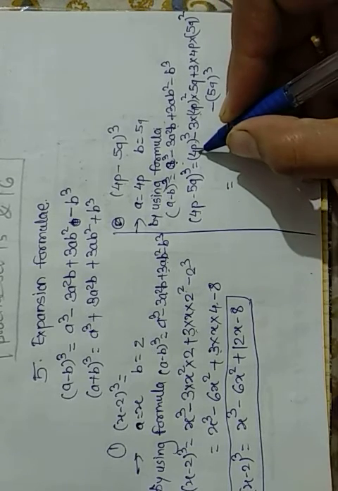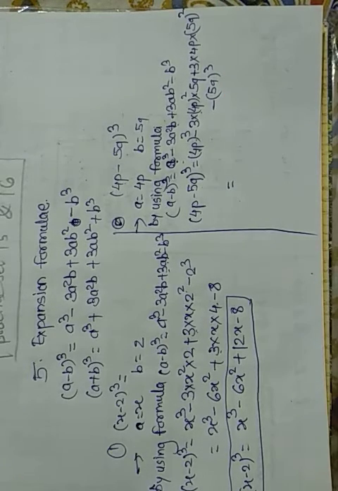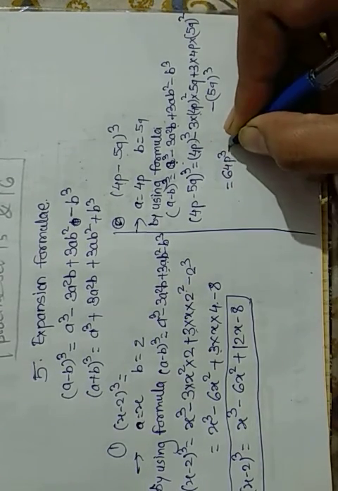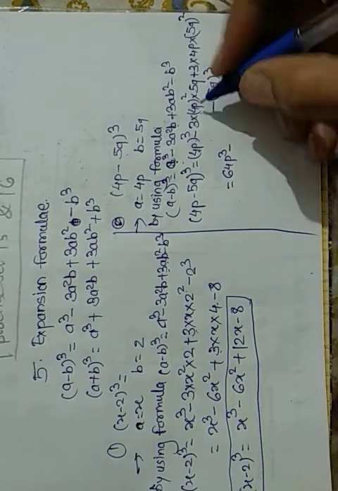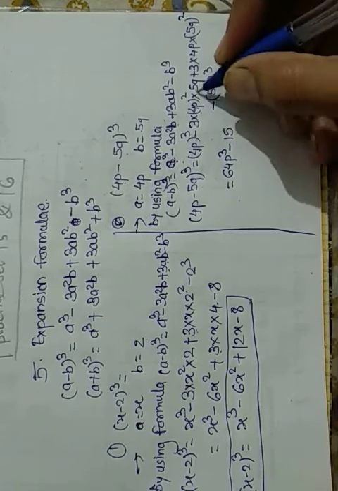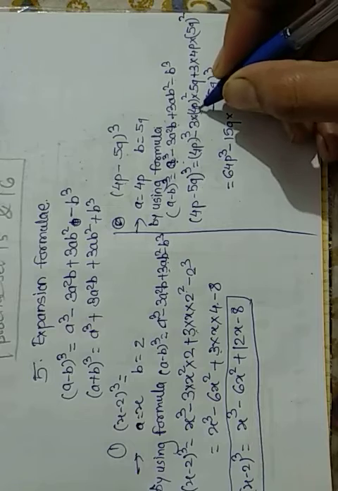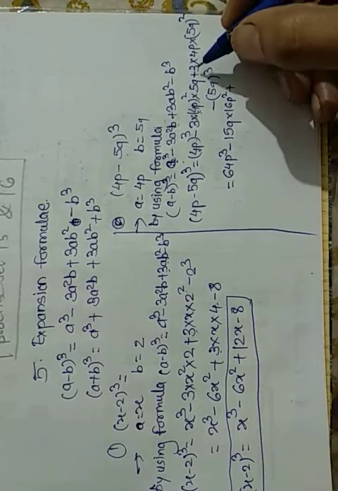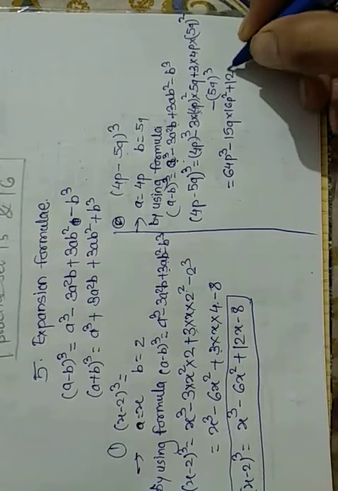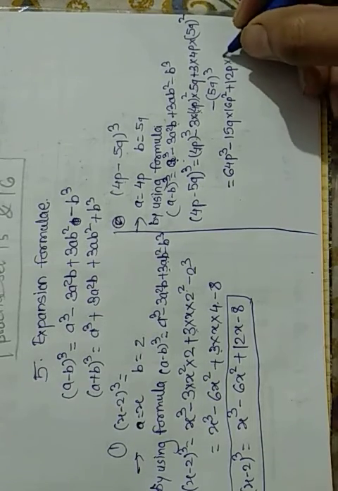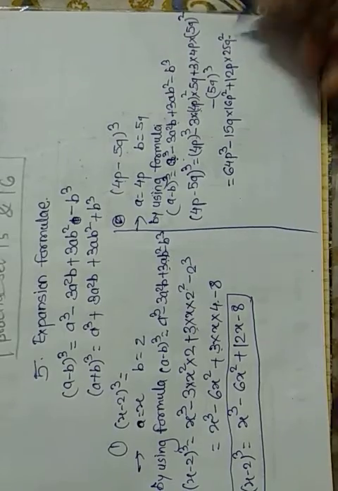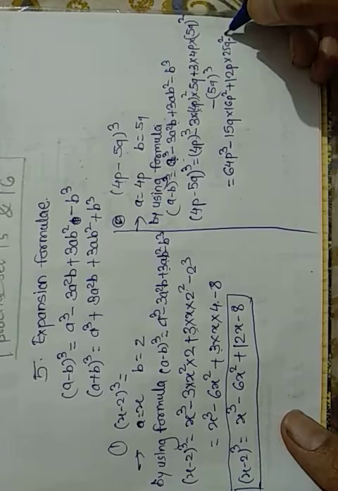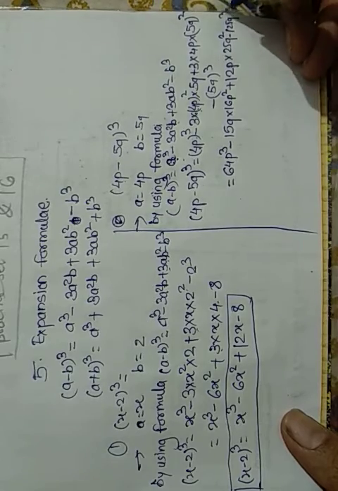Now simplify this. Cube of 4: 4 fours are 16 and 16 fours are 64p³, minus 3 fives are 15q into the square of 4p, which is 16p², plus 3 fours are 12p into the square of 5q, which is 25q², minus the cube of 5q: 5 fives are 25 and 25 fives are 125q³.